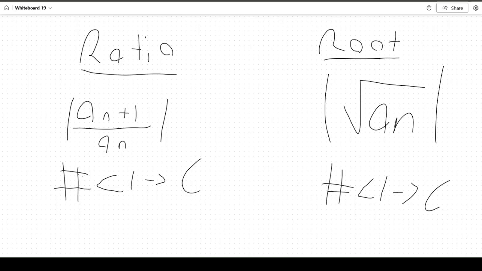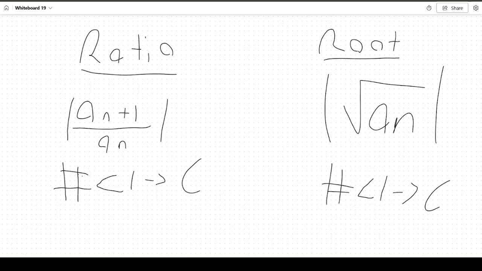In this video, we will be talking about the ratio and root tests. Let me give you what you need to know. You don't need to know anything else. For the ratio test, you need a_(n+1) over a_n. When you find the limit, if that is less than 1, then it's convergent.